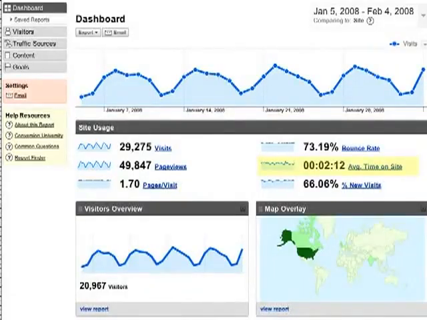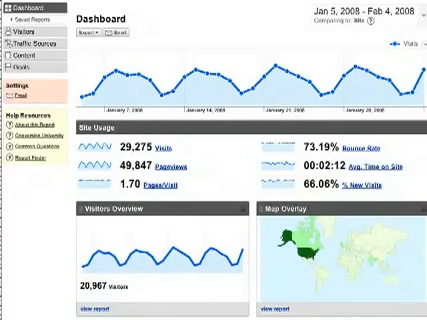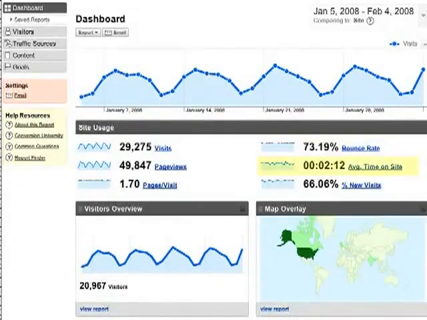Average time on site tells you how long people stayed on your site. Percent new visits shows how many visits were from people who visited your site for the first time. This data is from a blog. On blogs, people usually just read the latest post and then leave. So for blogs, bounce rate and time on site aren't good measures of quality.